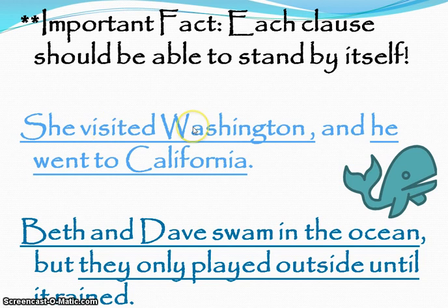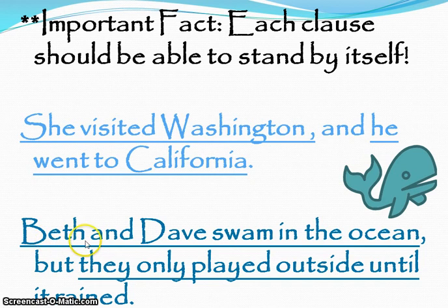She visited Washington, comma, conjunction, he went to California. Notice that this can stand alone. She visited Washington. So can this. He went to California. But to make it more interesting, they've combined these two sentences using commas and conjunctions so that they can stand and create a compound sentence.